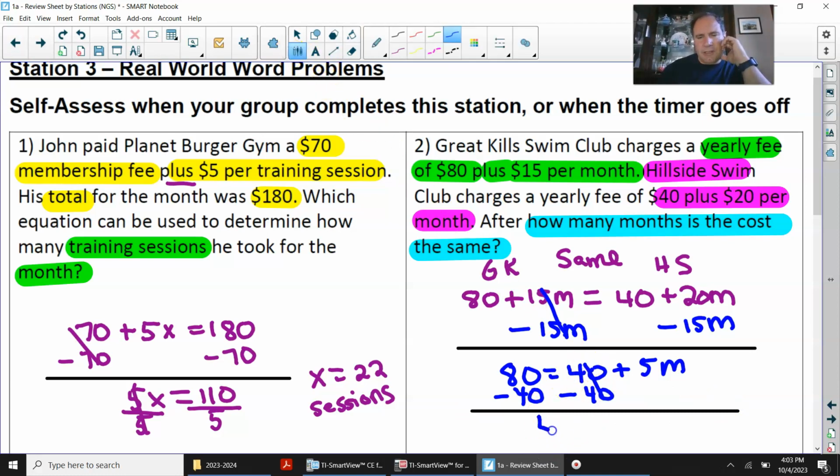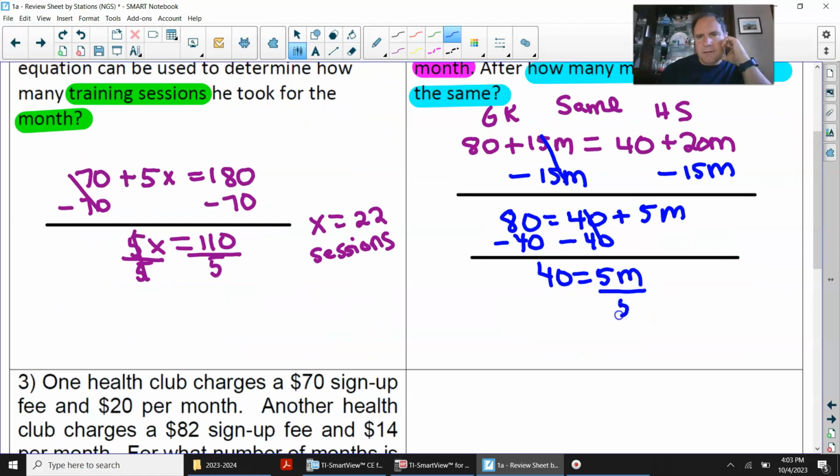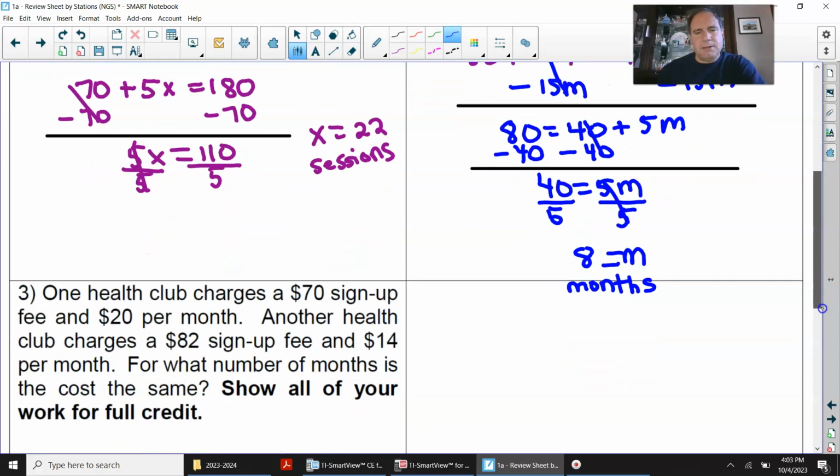This cancels. You get 40 equals 5m. You divide by 5, and you get m equals 8. So how many months? 8 months that they would cost the same, the swim clubs. All right.